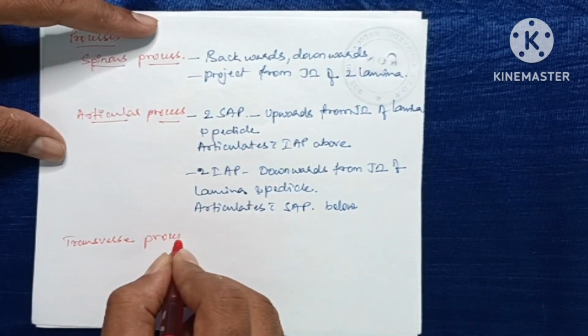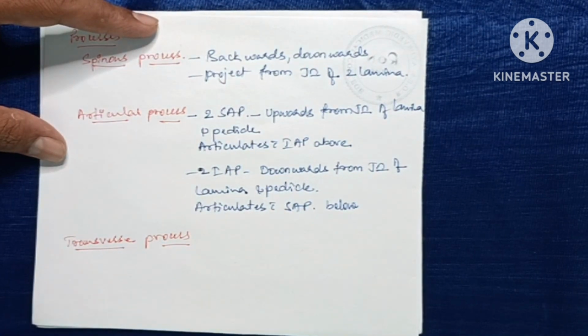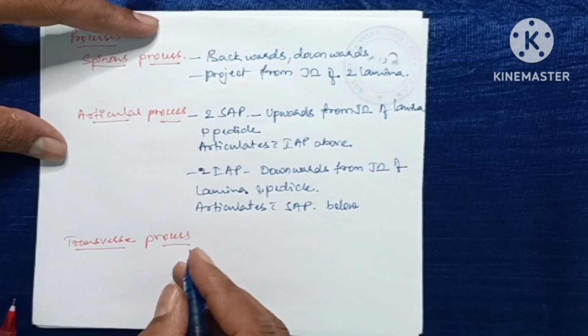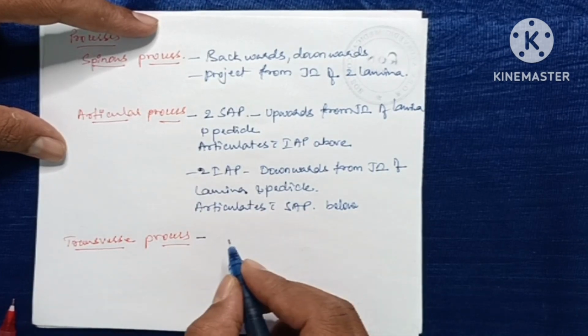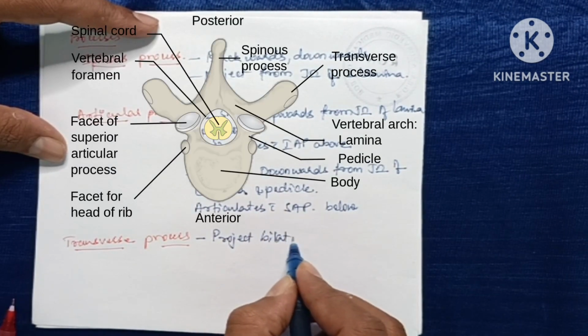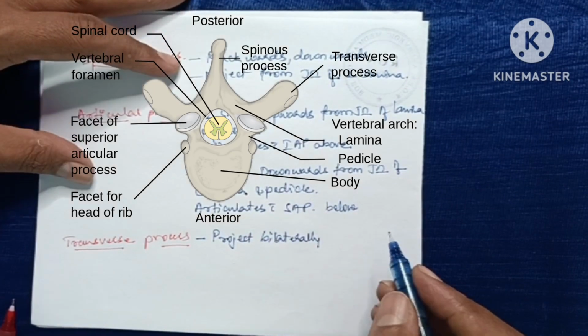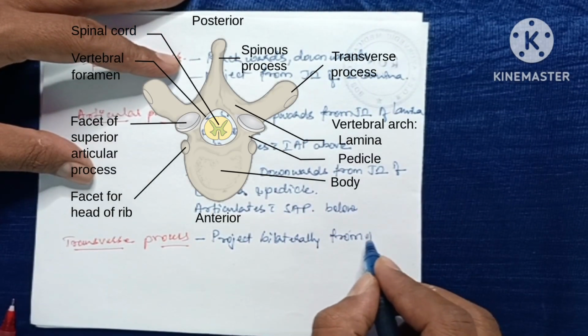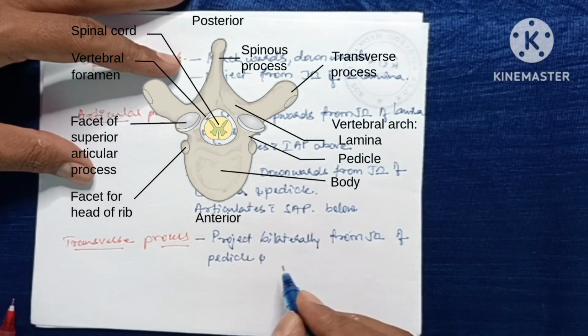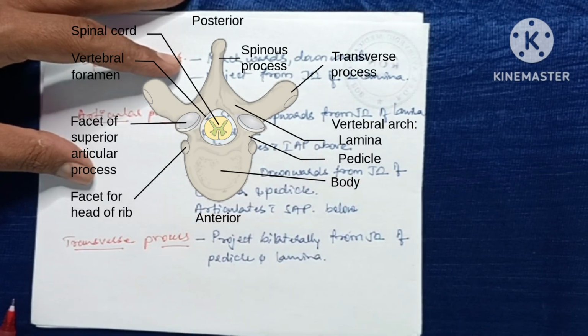Now the third one is the transverse process. This transverse process projects laterally from the junction of the pedicle and lamina.